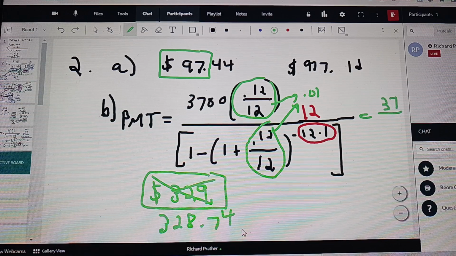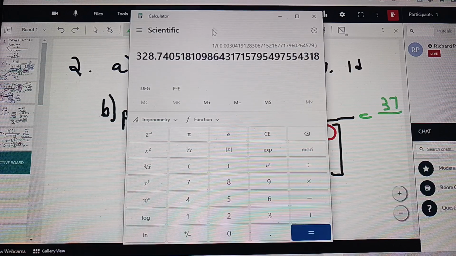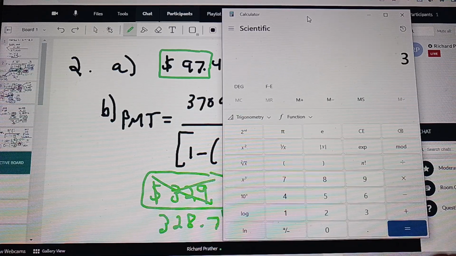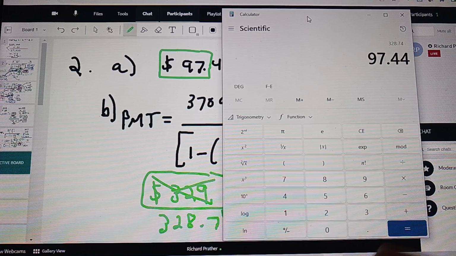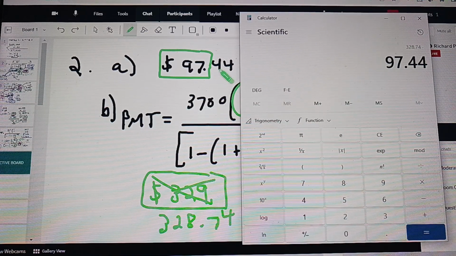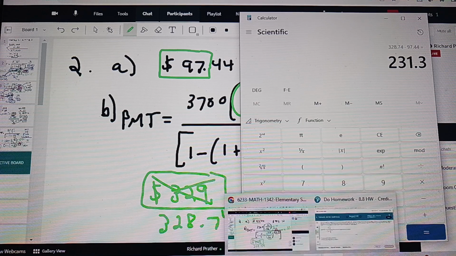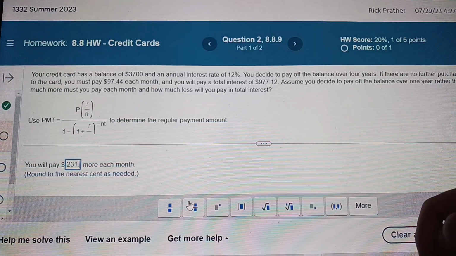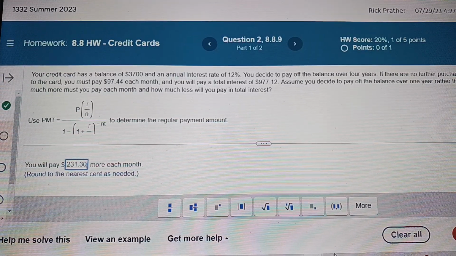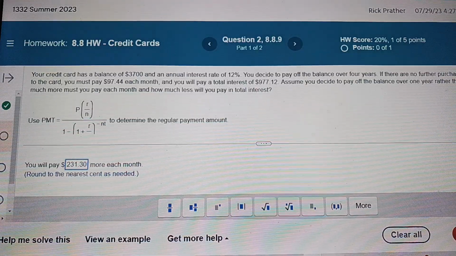So you're paying a lot more every month. That's a significant amount more. $328.74 every month, or would you rather pay $97.44 every month? This is a case where somebody's probably going to have to do the lower amount because it's almost triple how much you're paying every month. You'd have to pay $231.30 more every month to get that to come way down in interest.